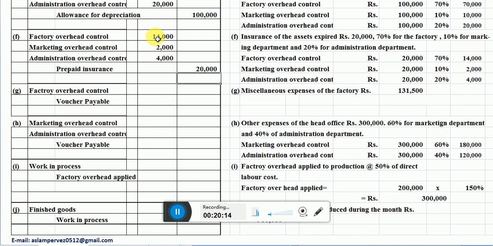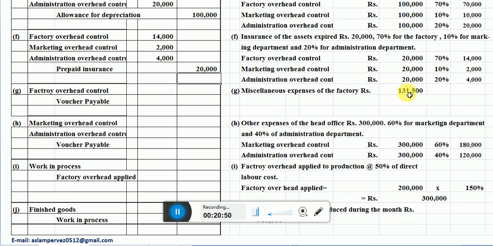Students, this is the transaction against the insurance prepaid, which is paid in future as an advance, but at the end of the accounting period, he has to charge it as expired insurance here. Now students, miscellaneous expenses of factory. These are the expenses belonging to the miscellaneous, and these are the expenses belonging to the factory. Now we have to charge this factory overhead control to voucher payable.